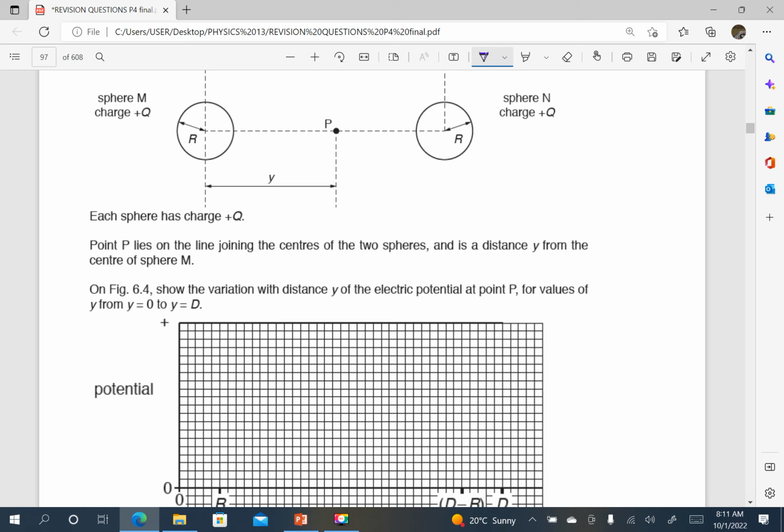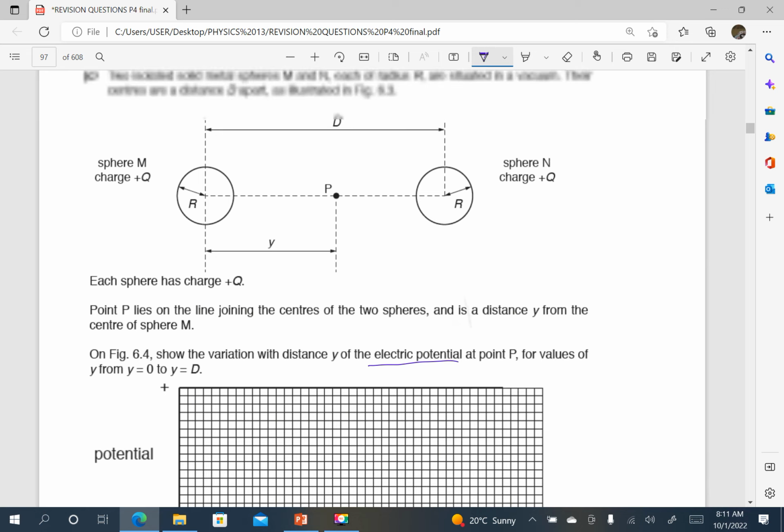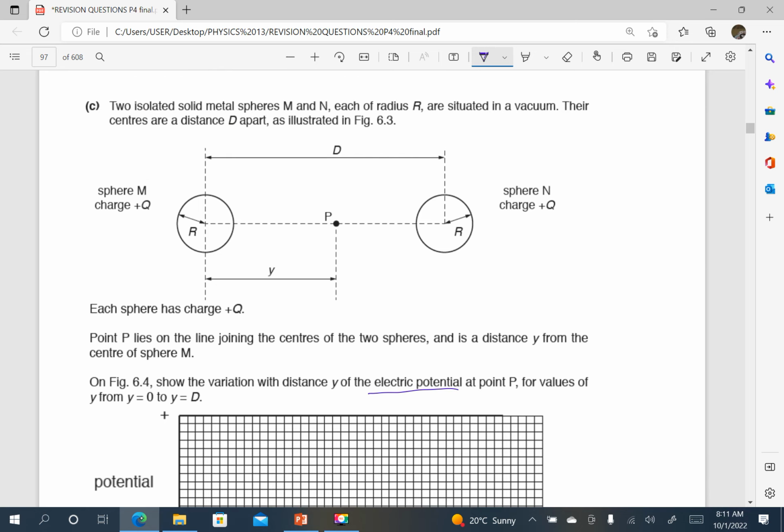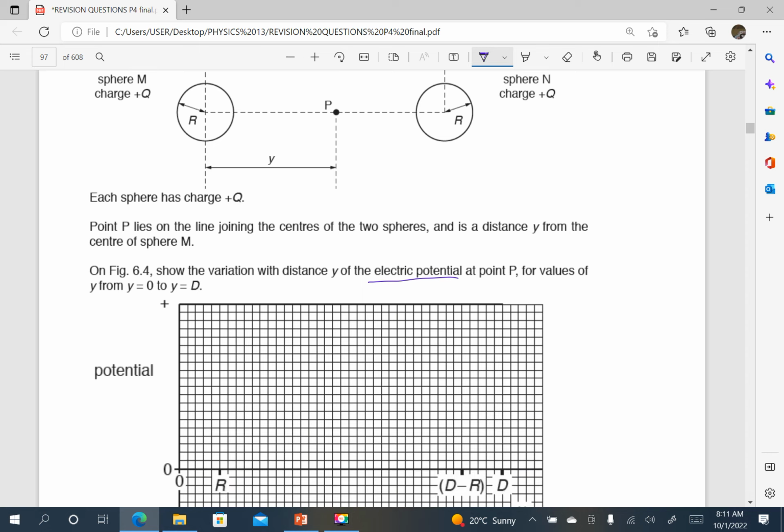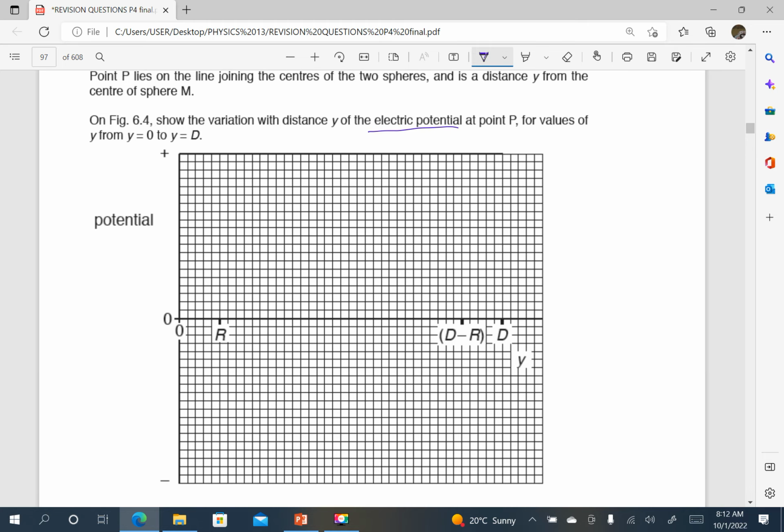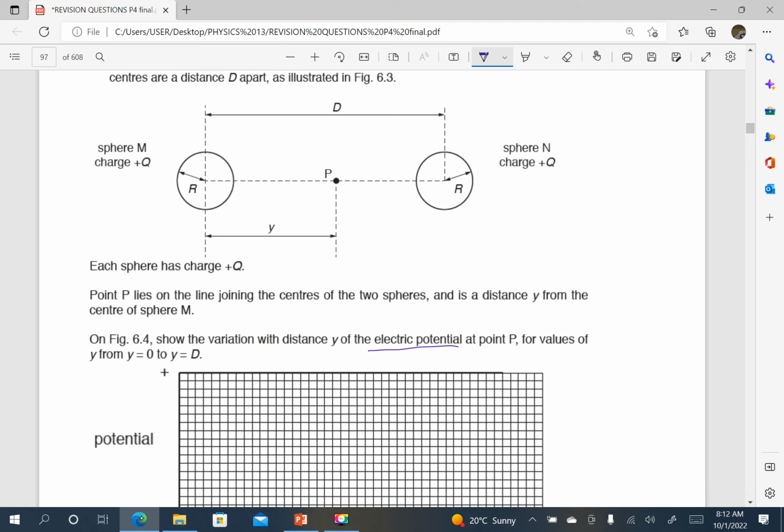On figure 6.4, show the variation with distance y of the electric potential at point P for values of y from 0 to y equals d. Note that they are like charges. So potential is always positive. For like charges, the potential is always positive, so the graph will not go below the x-axis. That's number one.